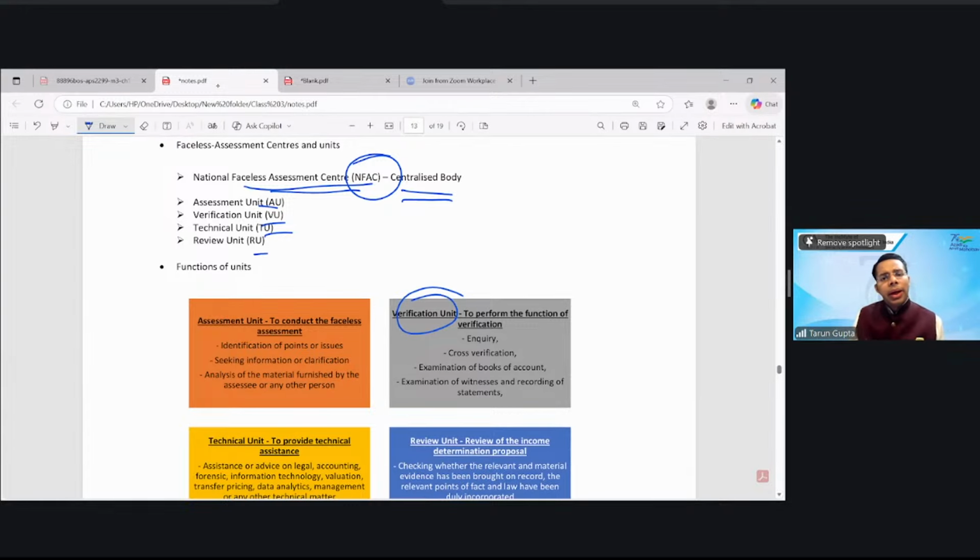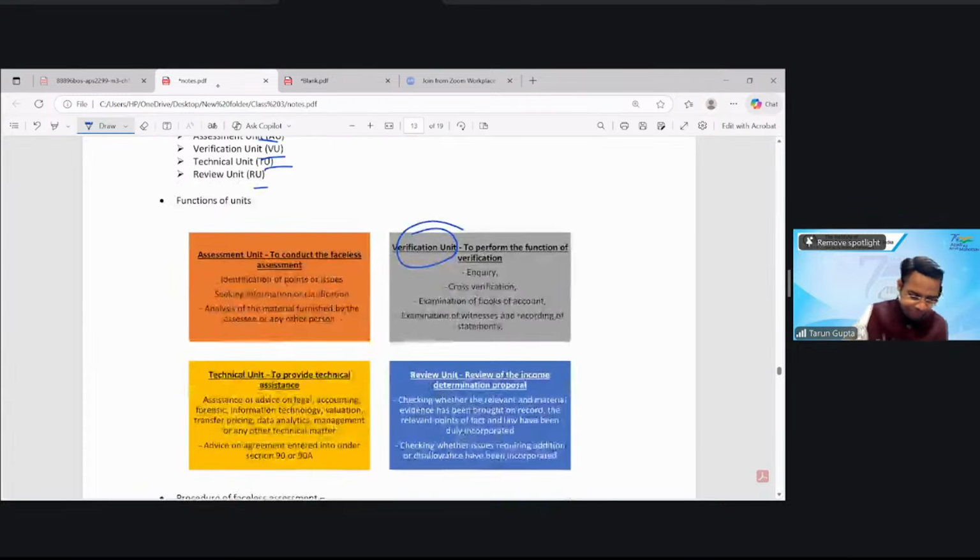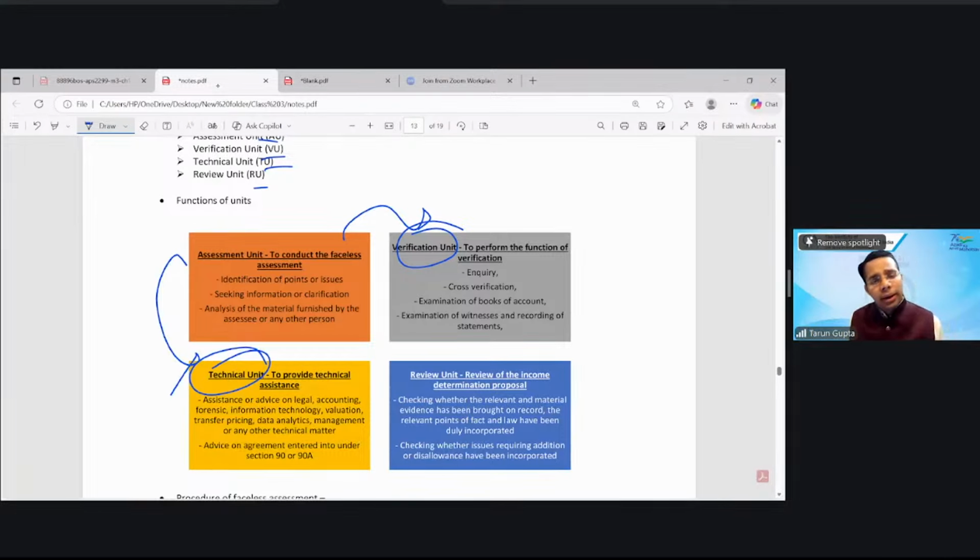What does the verification unit do? It does the verification. If there is some physical verification which needs to be done, then it's done by the verification unit. What does the technical unit do? It gives technical opinion. There may be a computation of arm's length price for which a transfer pricing officer is required. There may be expert opinions required on the interpretation of a tax treaty. So the assessment unit can refer the matter to the verification unit for verification or the technical unit for technical advice. What does the review unit do? It reviews the draft assessment order passed by the assessment unit.